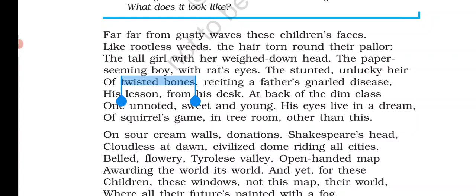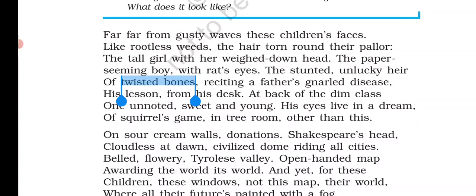For example, rat's eyes. The literal meaning is mouse eye, but actually rat's eyes means there is a child, he is malnourished, he does not get enough food, he does not get enough opportunities, so his eyes are so hungry, like rat's eyes, right? So this shows their condition, that they are so malnourished, they're looking for opportunities and all. Understand?